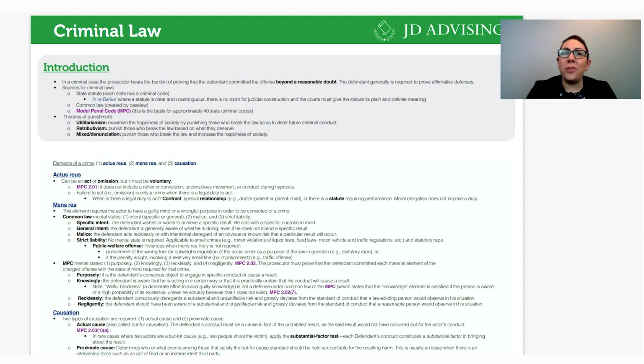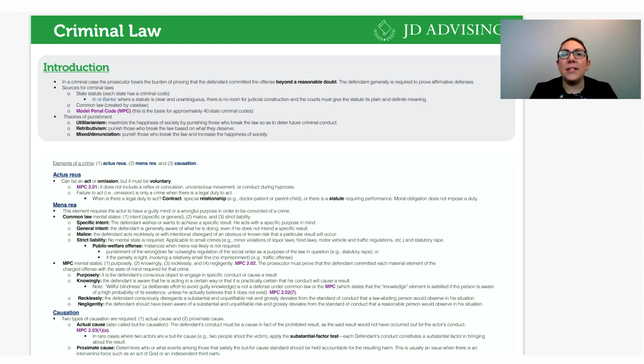Now, I mentioned that criminal law can be confusing because there's different sources of criminal law. In your criminal law class, you're probably going to cover at a minimum common law and the model penal code. Common law is case law that has given us the various doctrines that make up criminal law. Now, criminal law is a state-specific type of law. So every state has its own set of criminal laws. And every state's criminal laws are a little bit different.